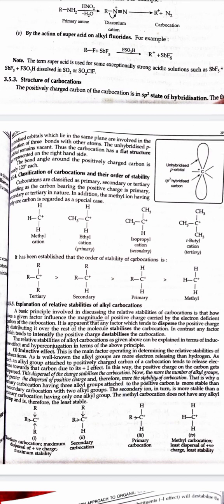It is apparent that any factor which tends to disperse the positive charge by distributing it over the rest of the molecule stabilizes the carbocation. In contrast, any factor which tends to intensify the positive charge destabilizes the carbocation. The relative stabilities of alkyl carbocations as given above can be explained in terms of inductive effect and hyperconjugation in terms of the above principle.